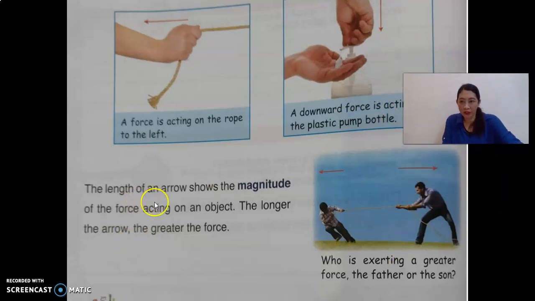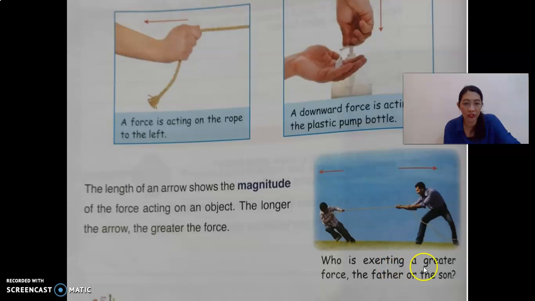The length of an arrow shows the magnitude of the force acting on an object. The longer the arrow, the greater the force. This arrow is longer than the other one, so it shows the greater force.